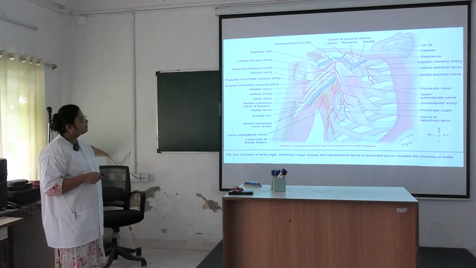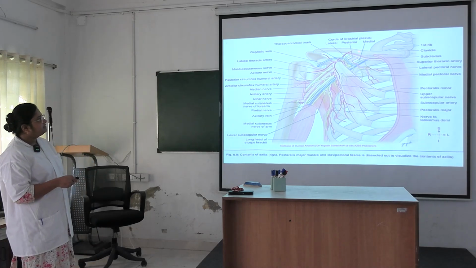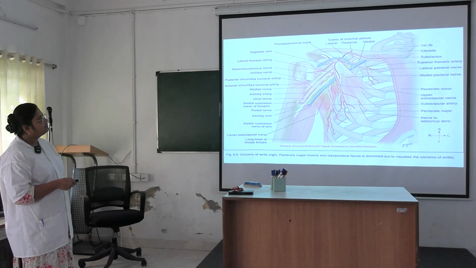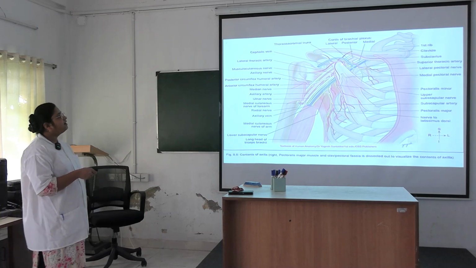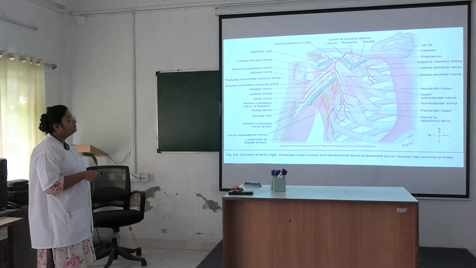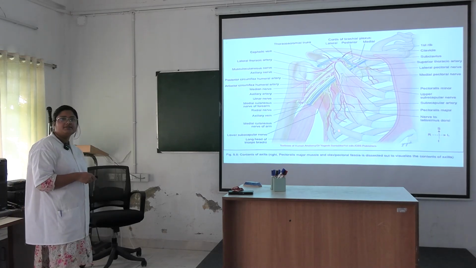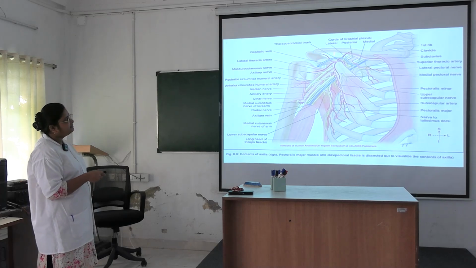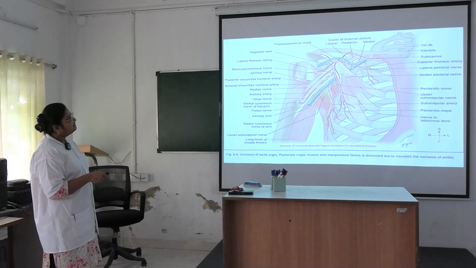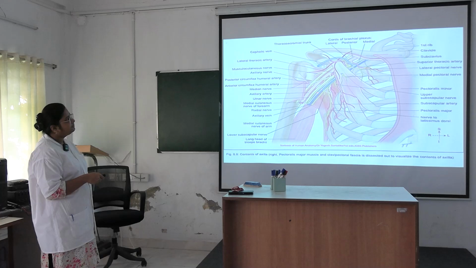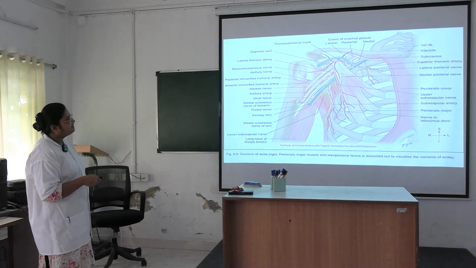See here, this is the axillary artery. The axillary artery extends from the outer border of the first rib up to the lower margin of teres major, divided into three parts by the pectoralis minor. This is the axillary vein, and see the structures.